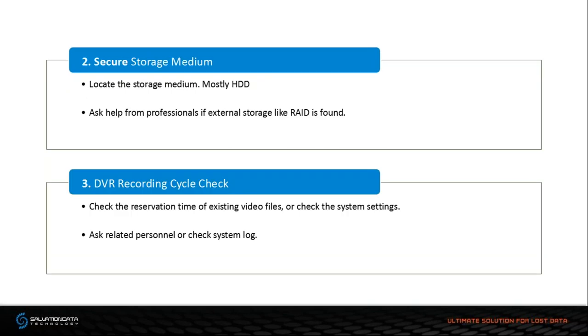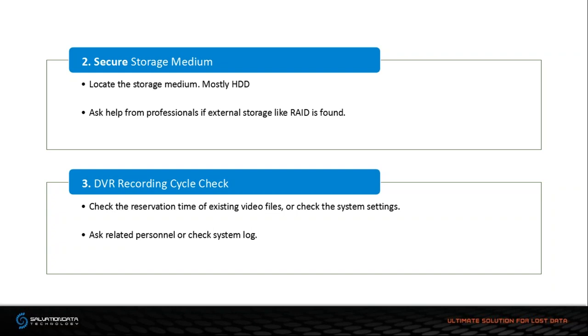Now, step two, secure storage medium. Locate the storage medium. Usually the storage medium is installed inside the DVR device, but of course there are also external storage methods. For example, large surveillance systems usually use a storage server or RAID to keep the data. Actually, in most cases, DVR devices use a hard disk drive as the storage medium. In the case of external storage, data extraction must be carried out in the presence of professionals, because RAID is a rather complicated storage system and must be handled with care.